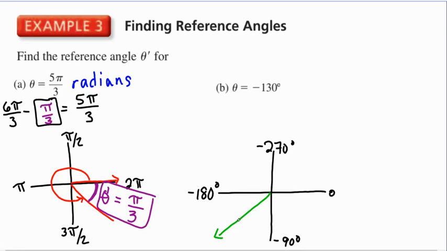So if I go and stop right there, what is this reference angle? How far do I have left to get to negative 180 degrees? Well, that's pretty simple. It's just the difference between negative 180 and negative 130. So the difference is going to be 50 degrees, right? So my reference angle would be 50 degrees.